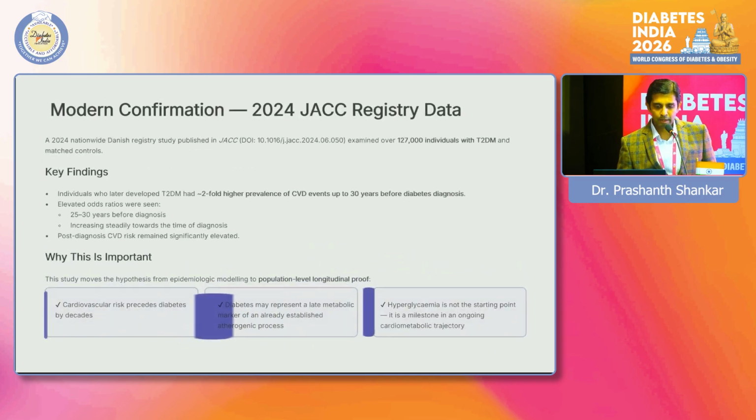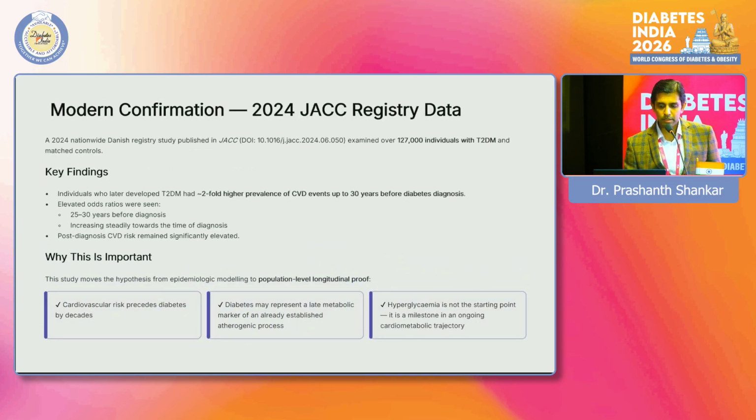And this is the modern confirmation by the 2024 JACC registry data, which had, you can see, more than 127,000 individuals with type 2 diabetes. This showed that individuals who later developed type 2 diabetes had a twofold higher prevalence of CVD events up to 30 years before the diabetes diagnosis, and this elevated odds ratio was seen 25 to 30 years before diagnosis, increasing steadily towards the time of diagnosis, and post-diagnosis CVD risk remained significantly elevated.